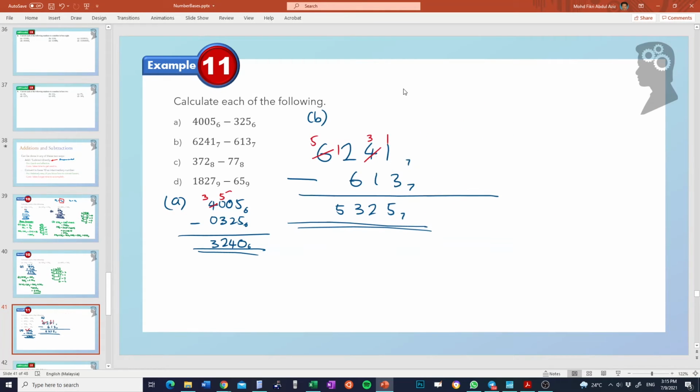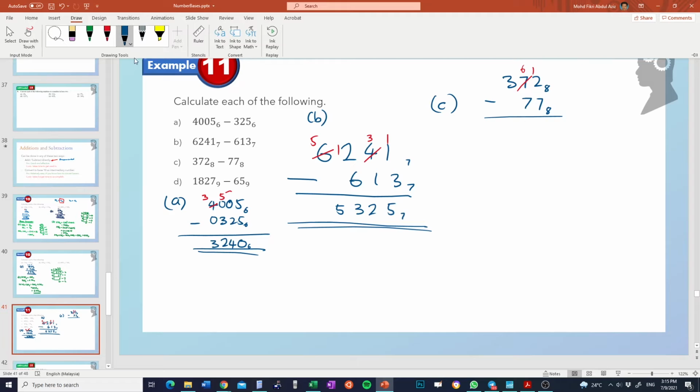Simpan di sini sekejap. Saya nak guna ruang. Okay. Soalan C. 372 base 8 minus 77 base 8. Okay. Now, 2 minus 7. We do not have enough. So we borrow 1 from 7 on the left. So 7 becomes 6. So it becomes 1, 2.